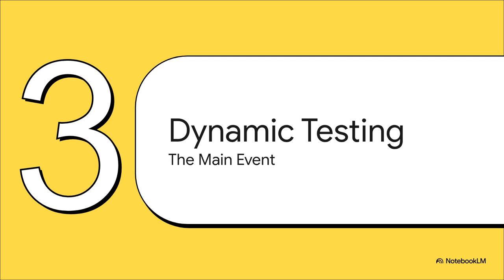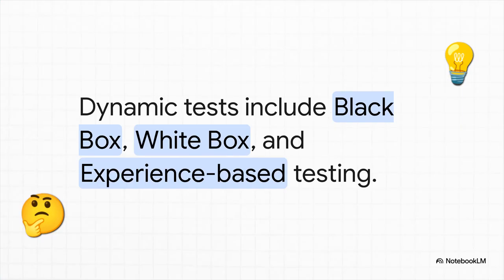Now it's time for the main event: dynamic testing. This is where all the action is. And honestly, this is where it gets really interesting, because this one idea actually splits off into a few different approaches. See, it turns out there's not just one way to do dynamic testing. The approach you take really depends on your point of view. And it all comes down to one simple question: how much do you know about what's actually going on inside the software? This one question gives us what we call black box, white box, and even experience-based testing.